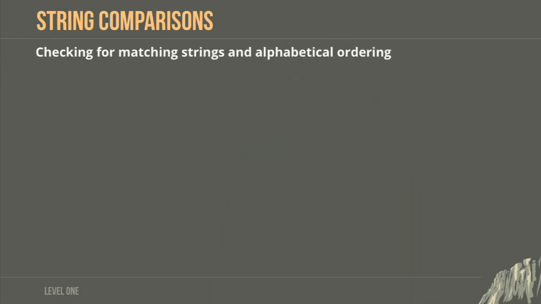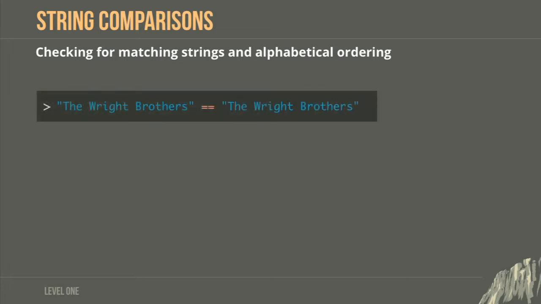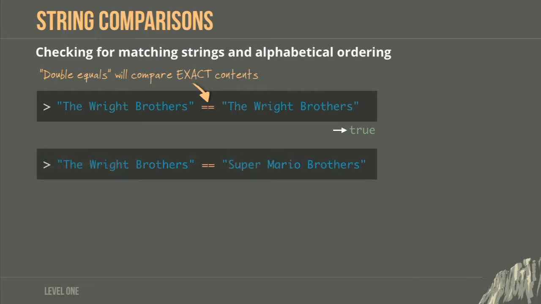Sometimes we'd like to compare strings for alphabetical ordering or for matching strings. JavaScript allows us to compare strings with specific comparators. We can use the double equal sign to compare the Wright brothers with the Wright brothers, which returns a truth value because those strings are exactly the same. We can see that if we use double equal on the Wright brothers and Super Mario Brothers, that we would get a false value because those strings are not at all the same.